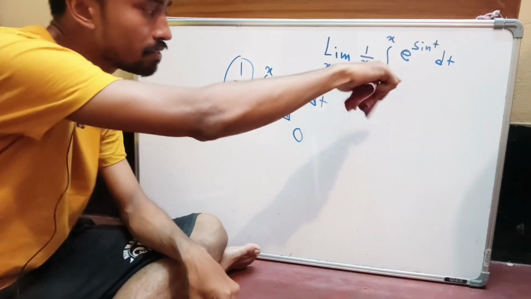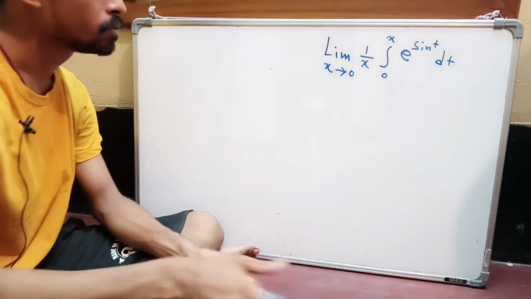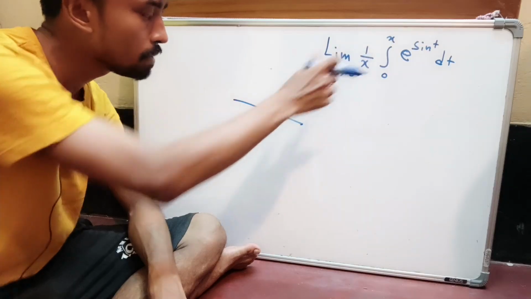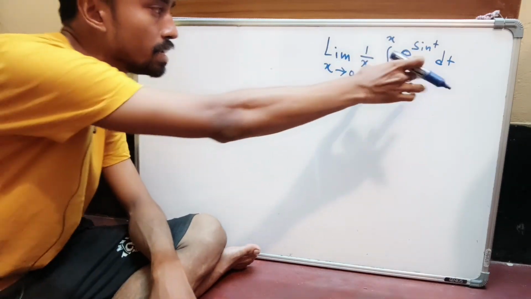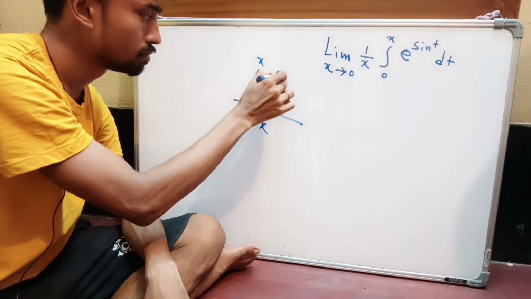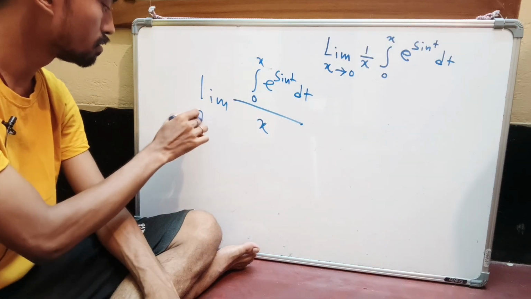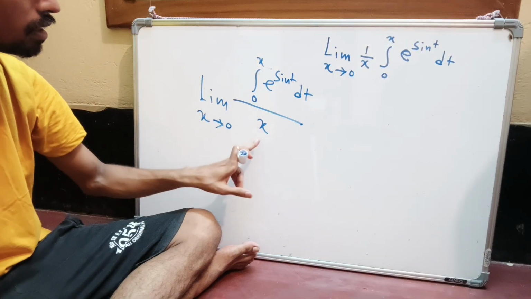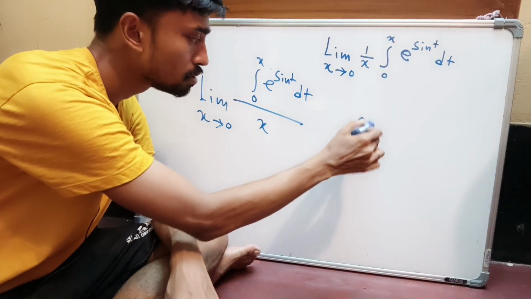So we write that function in a different pattern. Let's see what happens. We write the exact same function in rational form. So 1 by x means we can write x in the denominator, and then the integral function over here. Now you just take the limit. If you see, the lower part becomes 0 and the upper part also becomes 0, so this is a form of 0 by 0.